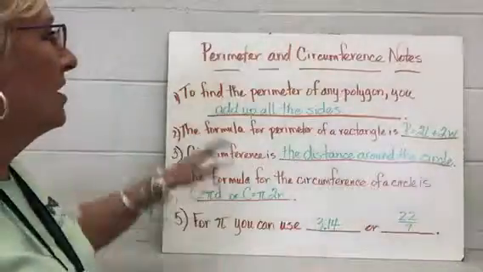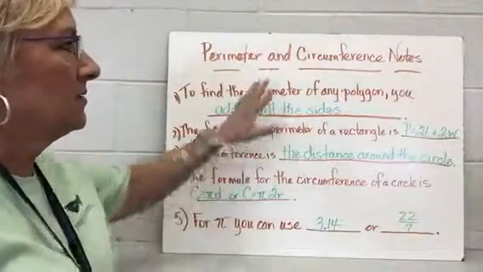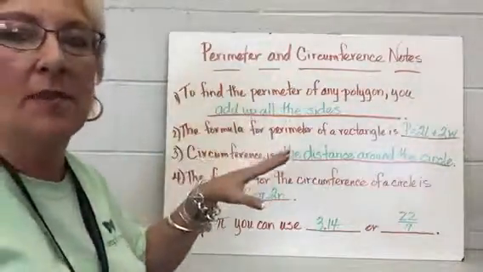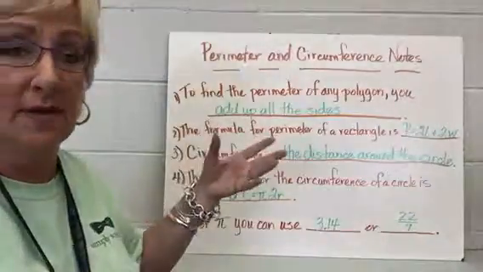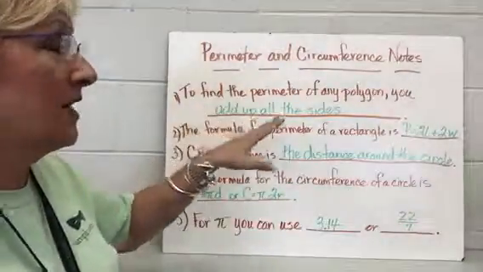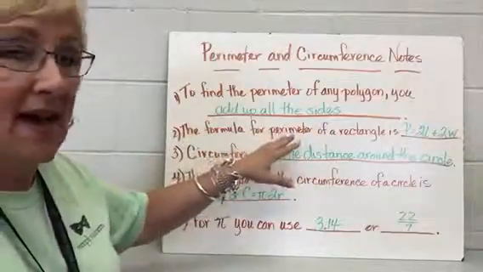Hi, we are going to be talking about the perimeter and circumference of circles. We've already talked about perimeter. We know that's the distance around something. And so to find the perimeter of any polygon, you're going to add up all the sides.